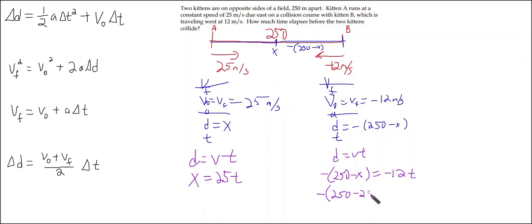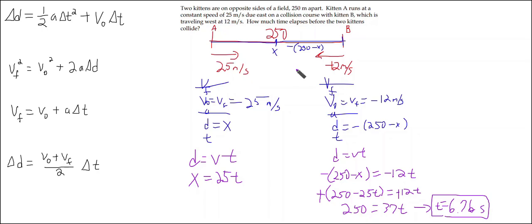minus 25t equals negative 12t. Cool. Now I can cancel out these negatives. So 250 minus 25t equals 12t. So 250 equals 37t. So t equals 250 divided by 37. And let's pull out a calculator. 250 divided by 37 equals 6.76 seconds. Let's go ahead and write this down. This is the time required for the two kittens to reach each other.